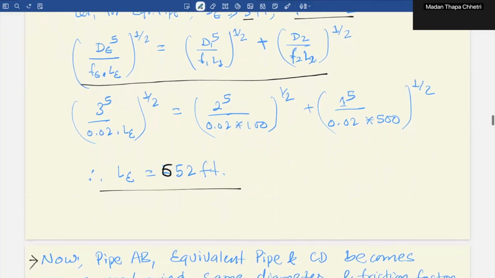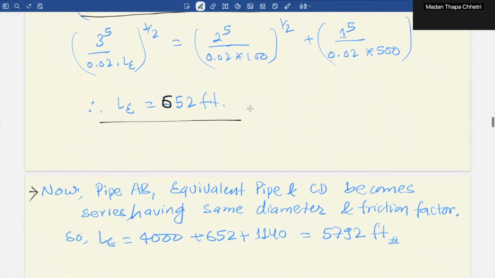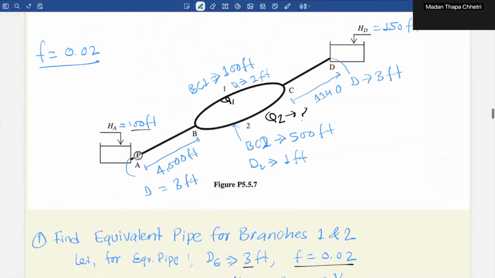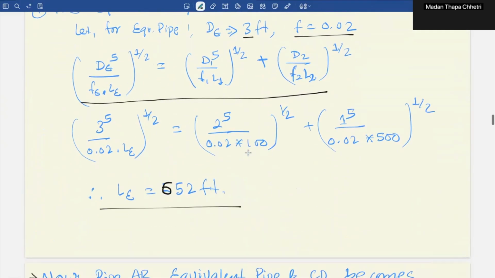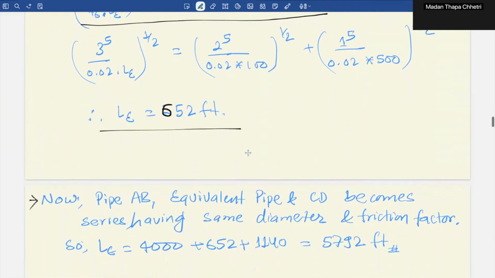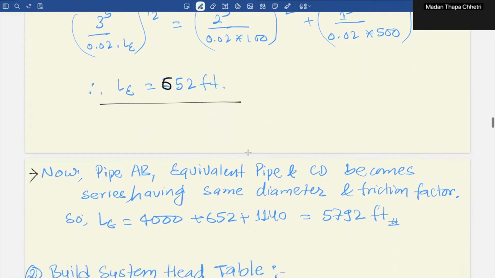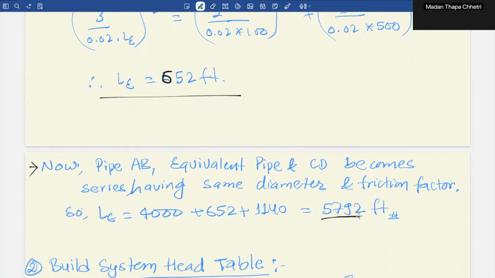And now, here's the beautiful part. Since all three pipes, AB, this equivalent pipe, and CD, are in series, we can add them and consider that as a single length for the pipeline between A and D. So that gives us 5792 feet. Why did we do this? Because it can help us to compute the system head easily.